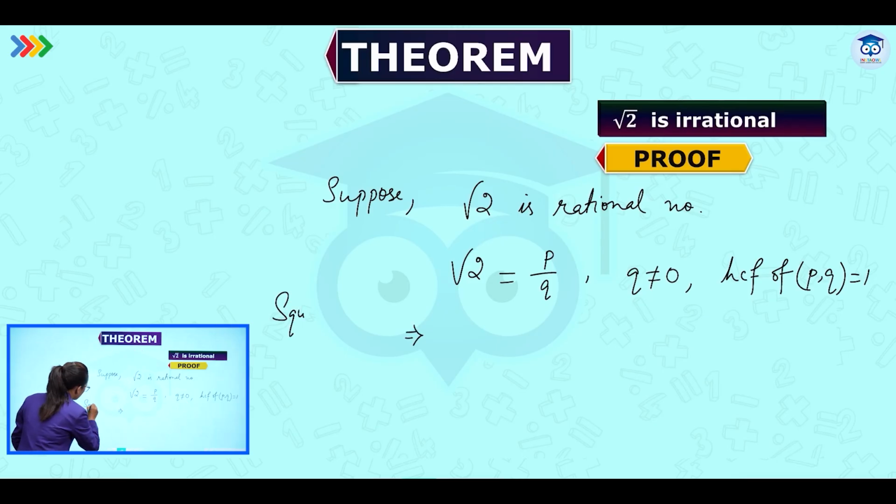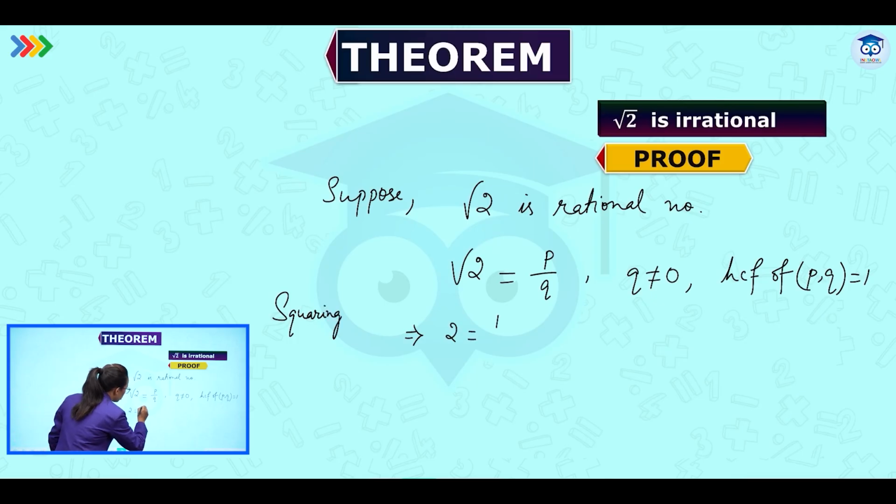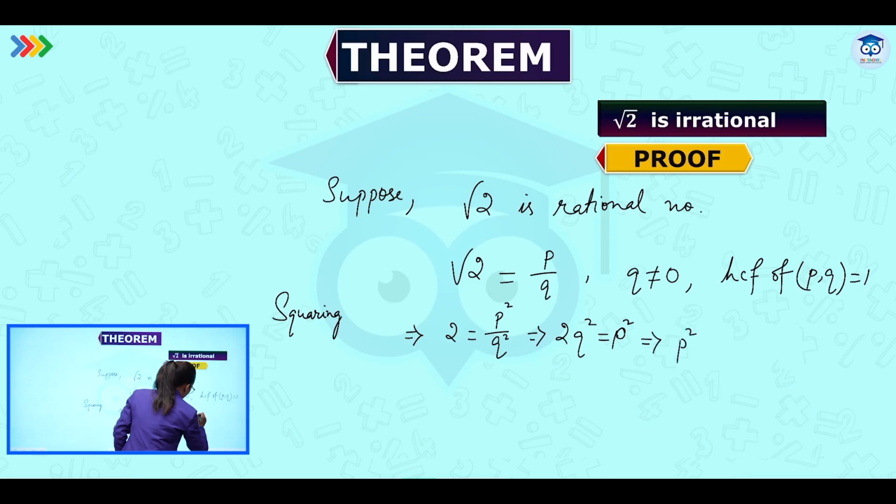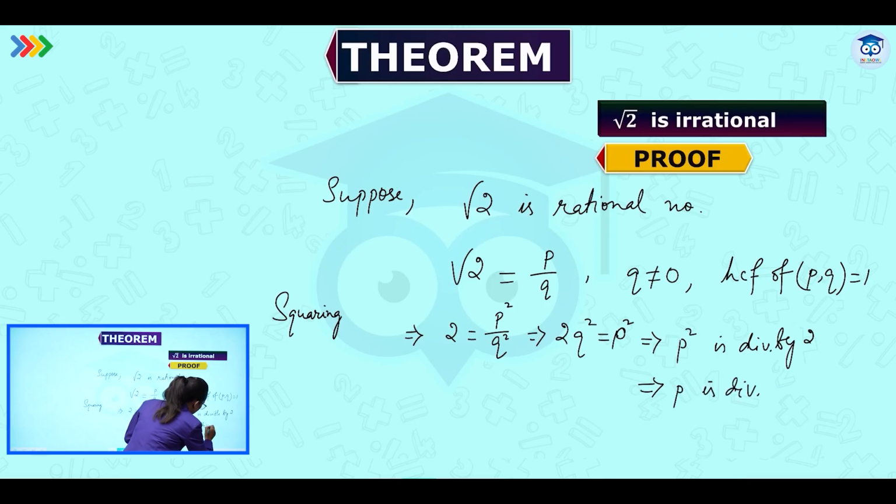Now, after this, let's square it. Squaring both sides, we have 2 is equal to P square upon Q square. It means what? 2Q square is equal to P square. It means P square can be divided by 2, right? So this implies P square is divisible by 2. It means by using the previous theorem, we have P is divisible by 2.